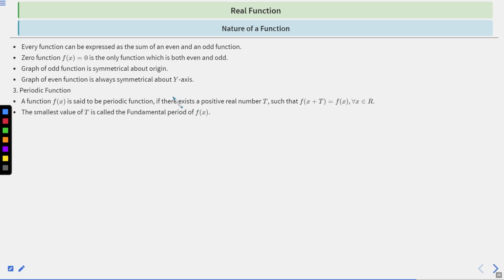The graph of an even function is always symmetrical about the y-axis, right? For example, you can see that y equal to x squared is an even function. It is symmetrical about the y-axis, and y equal to x cube is an odd function. It is symmetrical in opposite quadrants, or symmetrical about the origin, right? So you can remember this.